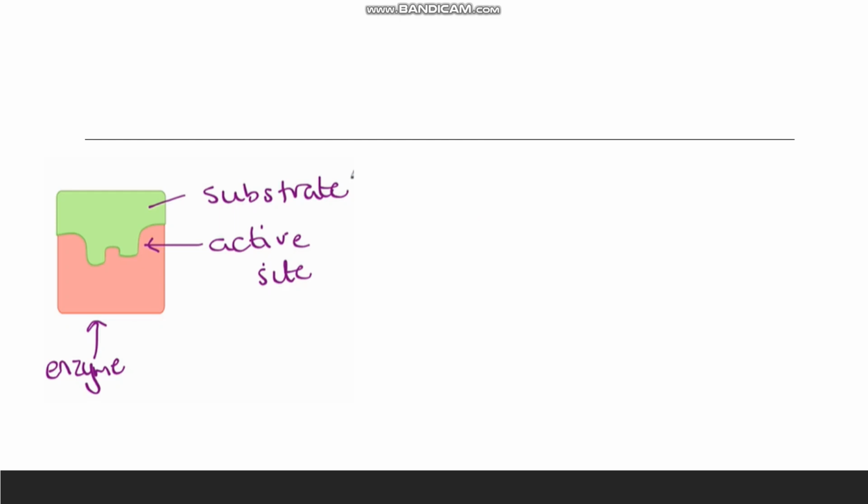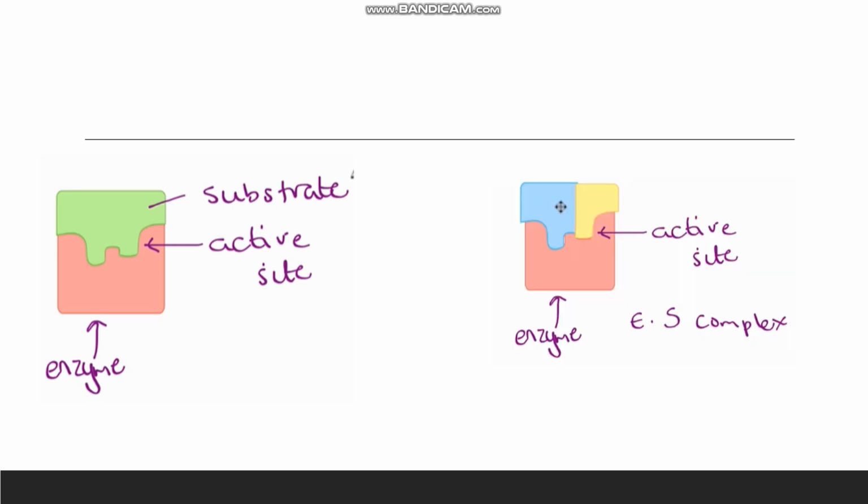So just as we need a certain key for a certain lock, similarly, only certain substances can fit into certain enzymes. So once the substrate is in the enzyme, we have something called the enzyme substrate complex. So this is a very good term for the exam, so make sure you remember it.